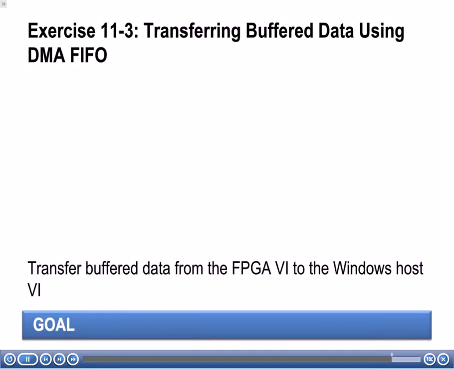In exercise 11.3, I would highly recommend that you do this one. We are going to write an application where we acquire data on the FPGA VI, and then transfer that buffer data to a Windows host VI. We're going to use a lot of the different methods that we talked about in this section. We're actually going to get even more detailed and demonstrate a way of handling overflow that wasn't necessarily discussed in the slides, but it's a nice detailed implementation based on the methods we talked about in this section. So definitely try this out, and you can take a look at the solution module as well if you want to look at the details.